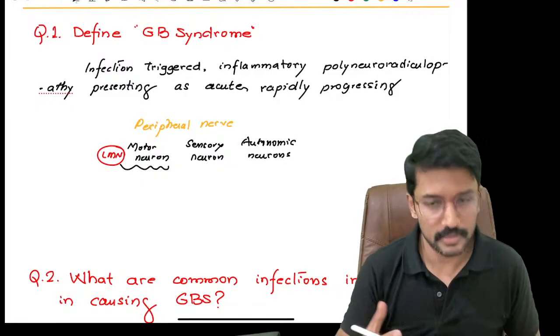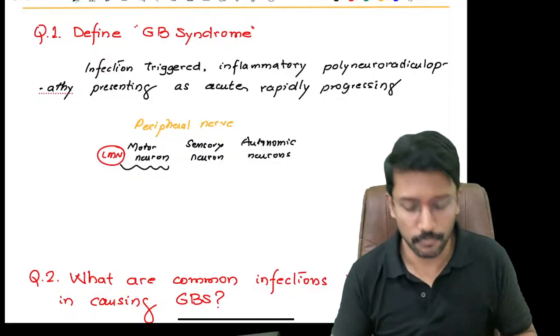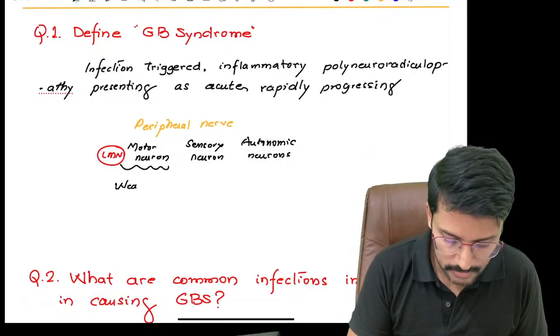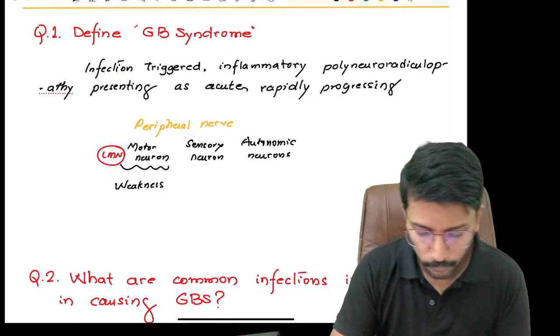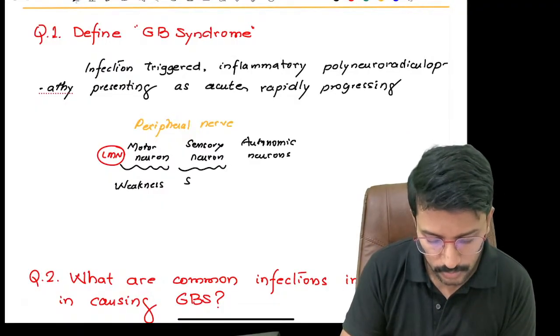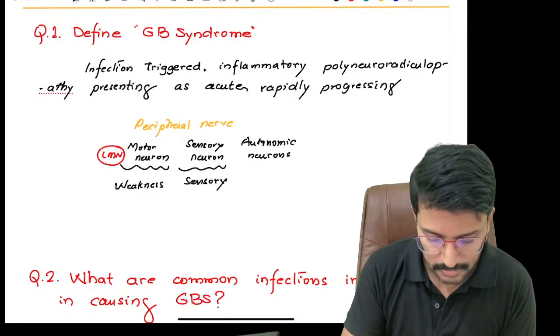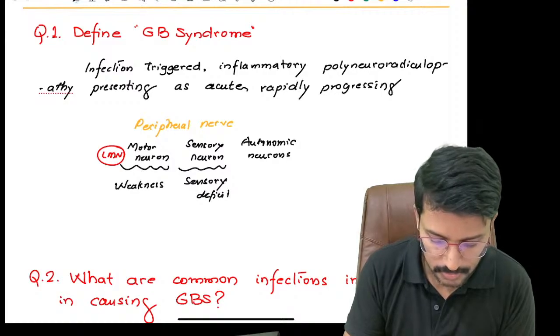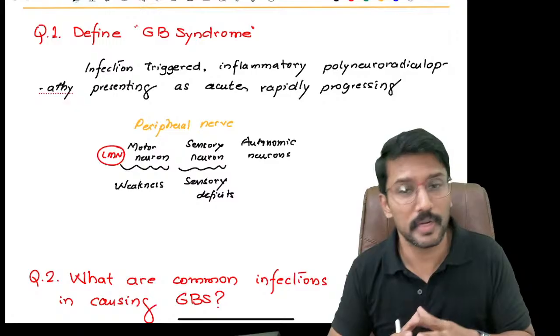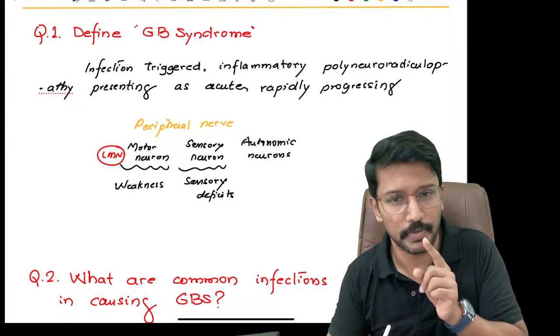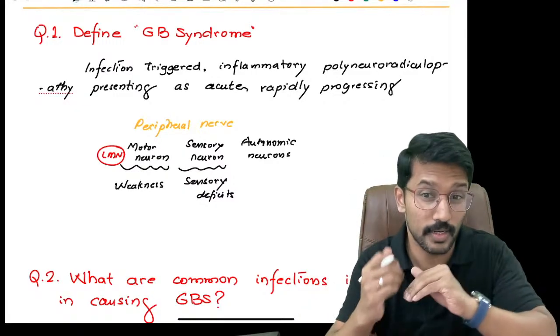So when the lower motor neuron gets involved, as such, any motor neuron getting involved, we will develop weakness. The involvement of sensory neurons will lead to sensory deficits, right? You will lose some sensations. And diffuse involvement of the autonomic nervous system means it is not selectively affecting only one nerve, giving rise to some localized autonomic symptoms.